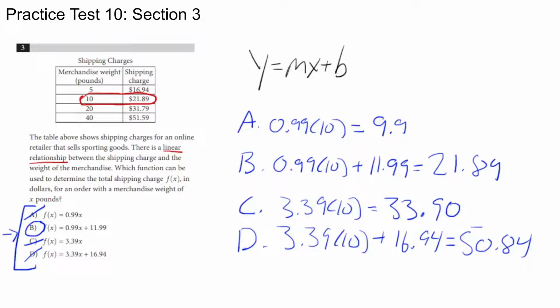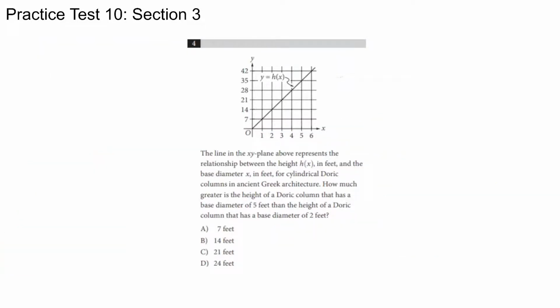And if you looked, the first point is x is equal to 5, y is equal to 16.94. So you could cross off D using that method anyway, because you know your y-intercept is not going to be 16.94.